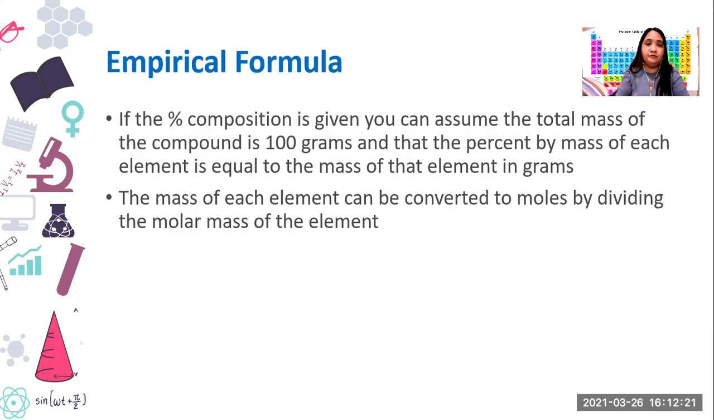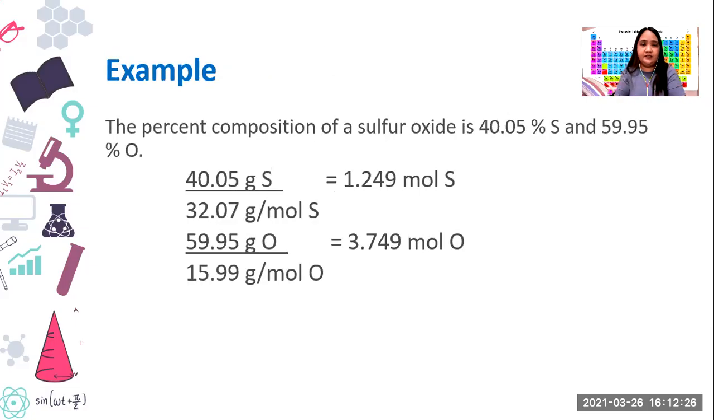The mass of each element can be converted to moles by dividing by the molar mass of the element. For example, in this case, for sulfur oxide, that's SO.